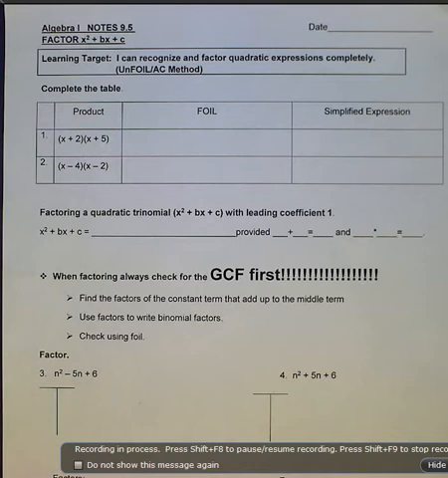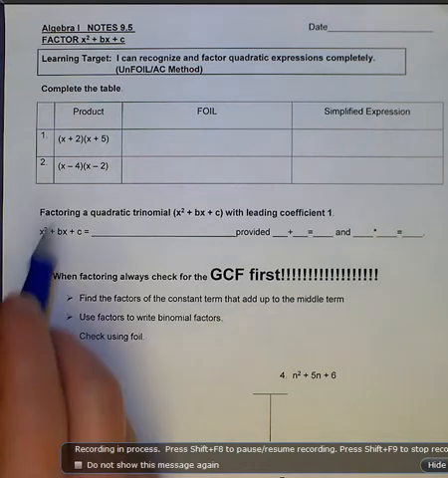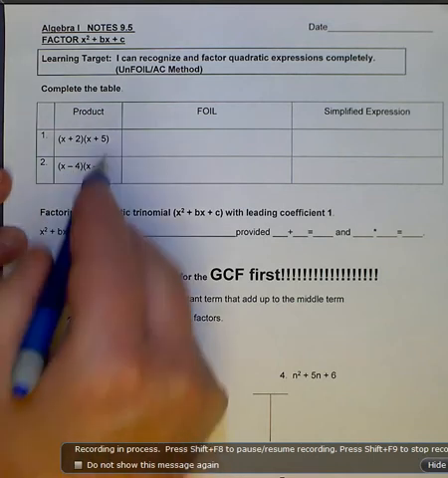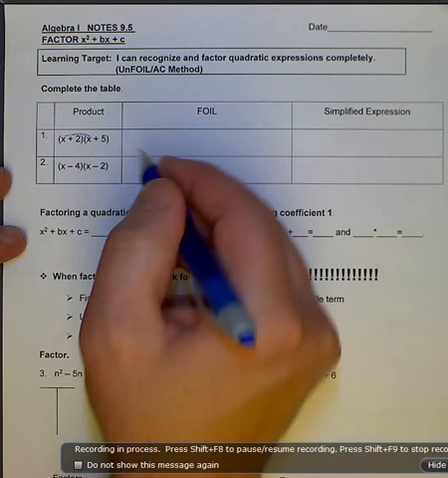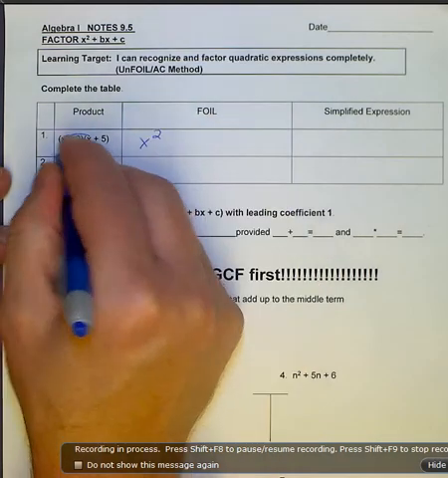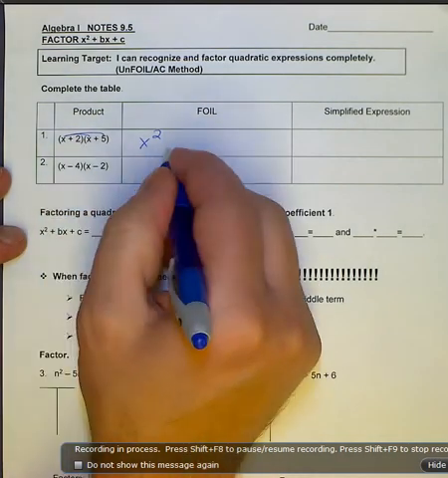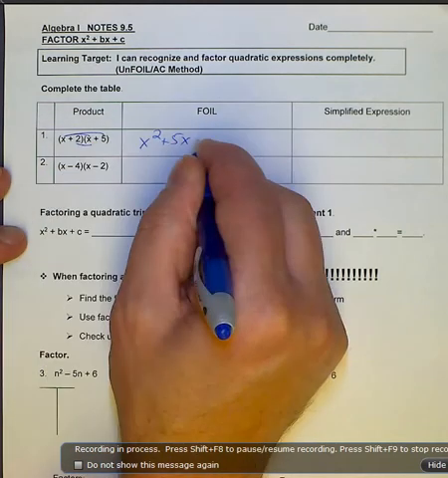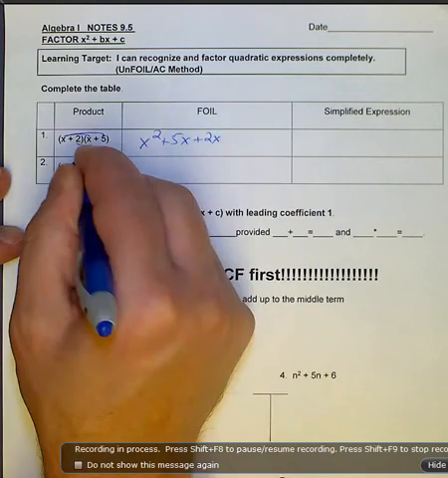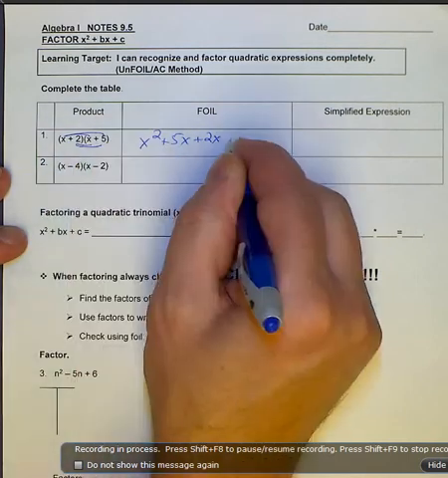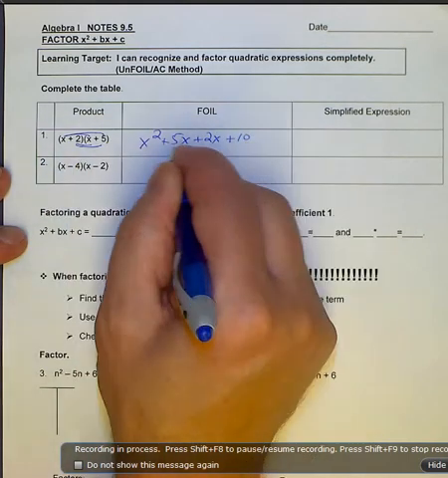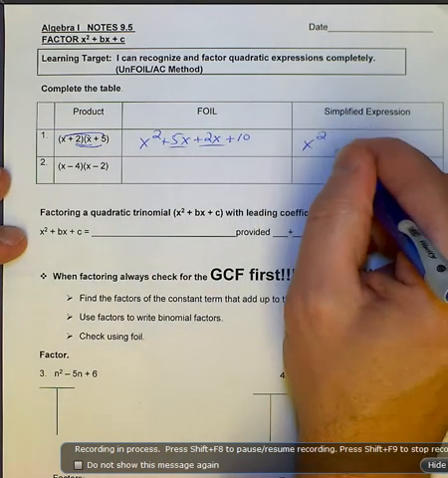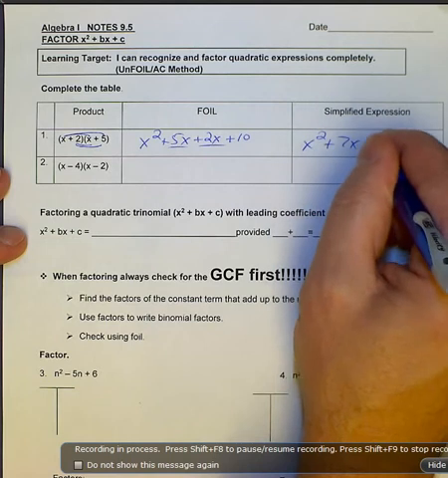So a little bit of review. We were given two binomials before. We could use the table method or FOIL. I'm going to use FOIL. We would do our first term. X times x is x squared. Our outside terms, x times 5 is 5x. Our inside terms, 2 times x is positive 2x. Our last terms, 2 times 5 is a positive 10. I'm going to combine my like terms in the middle, and I get my simplified expression of x squared plus 7x plus 10.